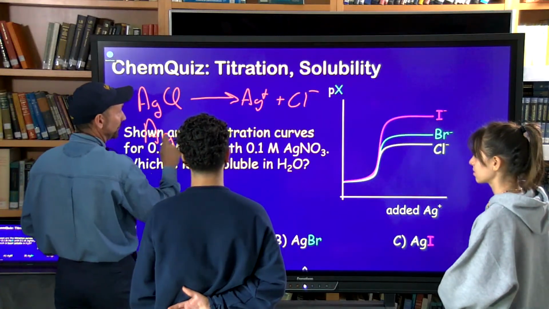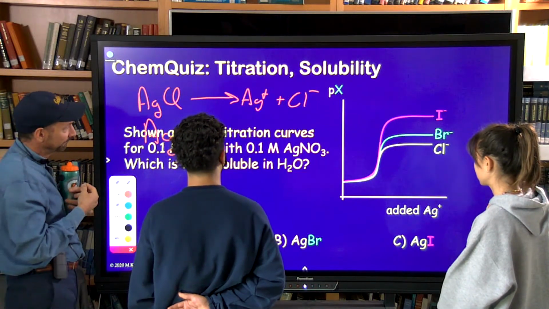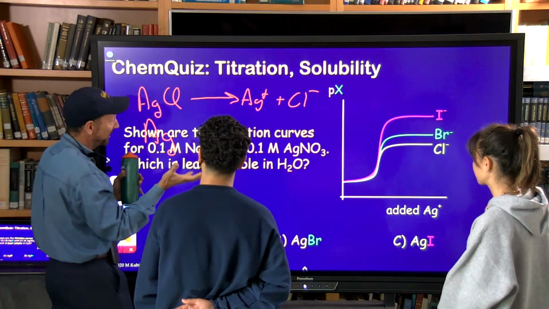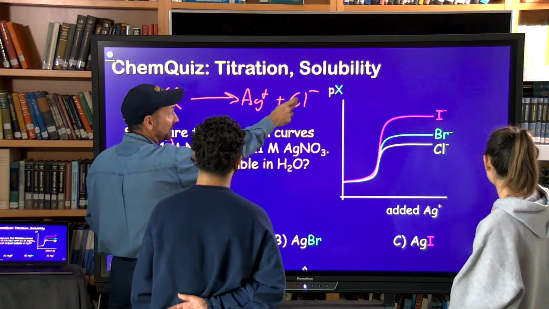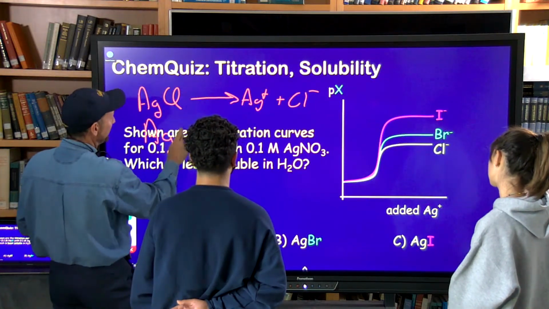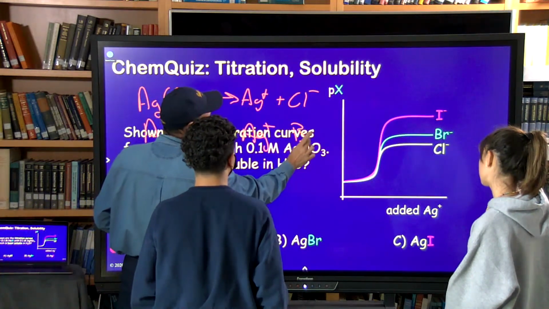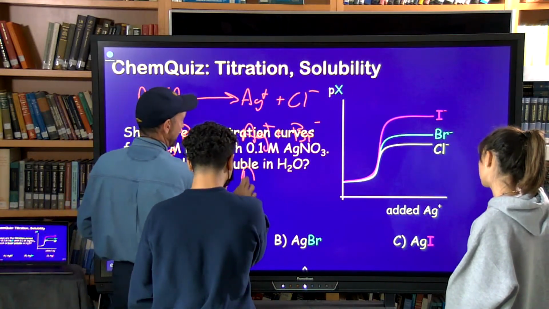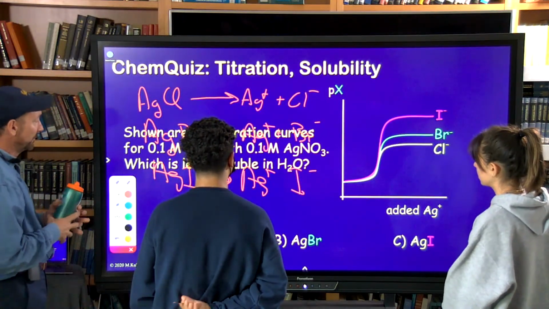So would the most soluble be the acidic ones or no? Well, there's no acid here. The most soluble ones make the most ions, instead of acid, make the most chloride. So this one, AgBr, can make Ag plus and Br minus, and the AgI can make Ag plus and I minus.